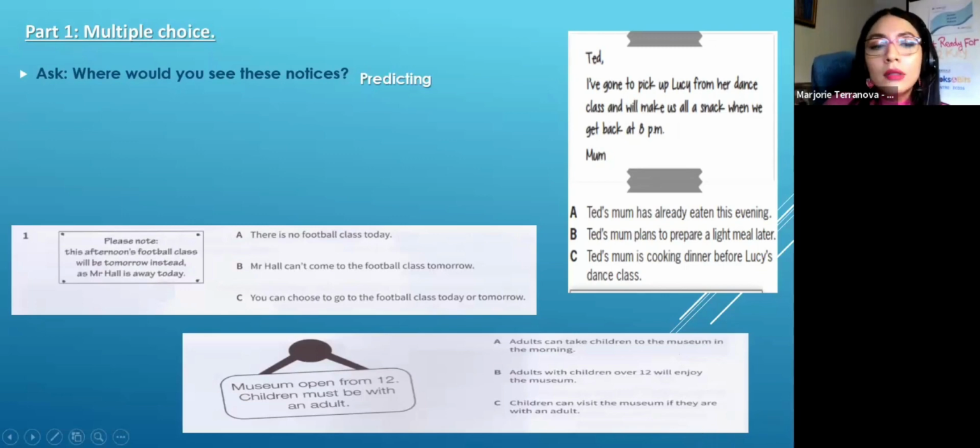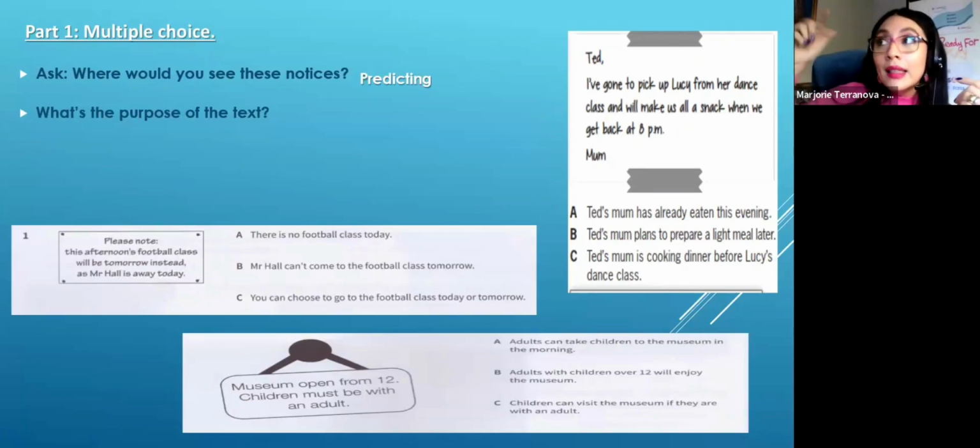And then second, it's about the purpose, okay? So I take a look at number one. Please know this afternoon's football class will be tomorrow instead, as Mr. Hall is away today. So I'm pretty sure that I will see this at some place where they teach football. And what is the purpose? So you start eliciting answers from the students in your classrooms, okay?